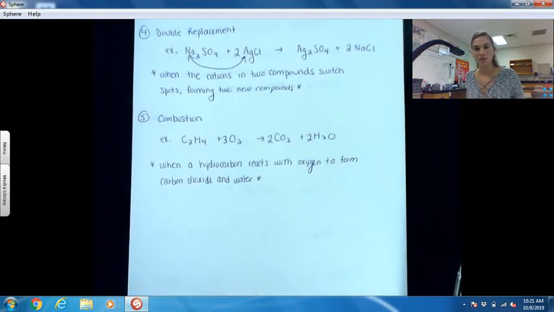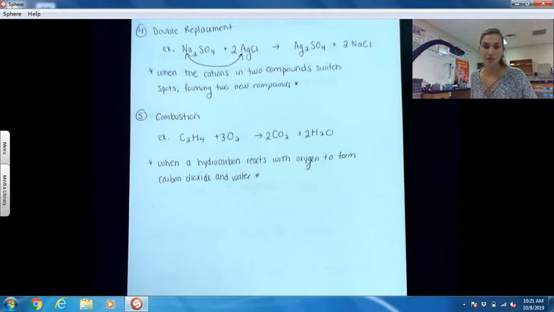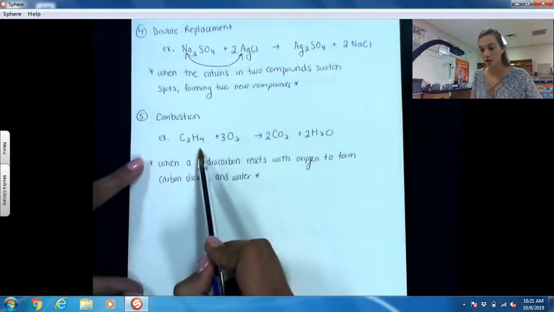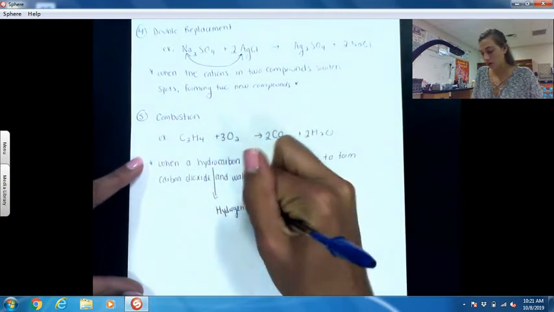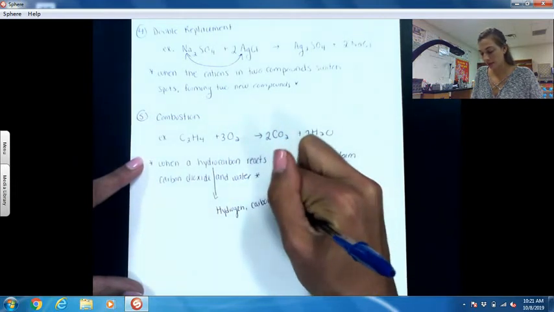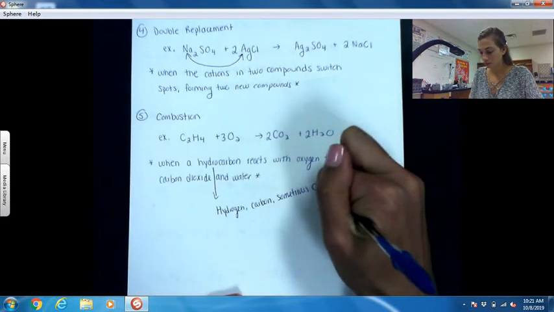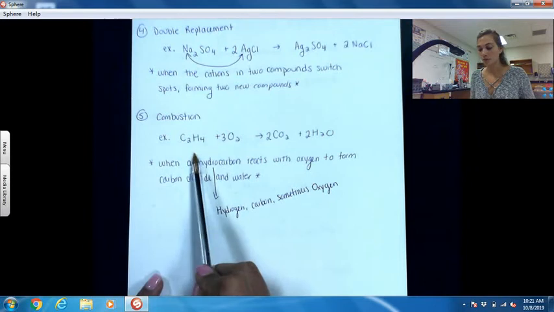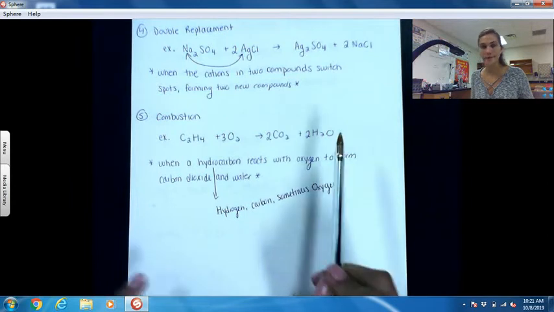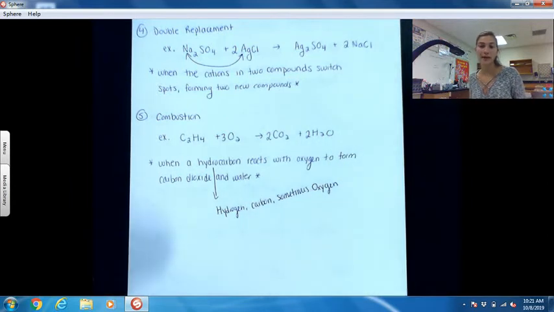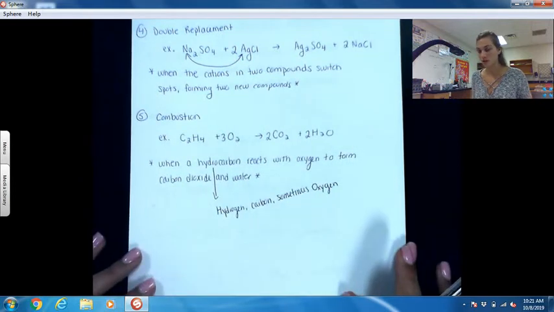Our last type of reaction is a combustion reaction, and combustion reaction is always a similar type of formula. It is a hydrocarbon. A hydrocarbon is something that contains hydrogen, carbon, and sometimes oxygen. Okay, but a hydrocarbon will always react with oxygen, and it will always form carbon dioxide and water. So combustion reaction, you just have to be able to recognize the compounds that are reacting and being produced in order to see a combustion reaction. You need to know those 5 different types.